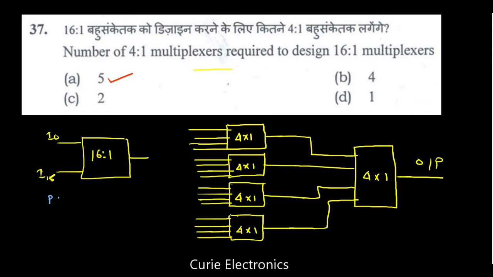Now P cross 1, I will write P cross 1, that is the required. What is the required? 16 cross 1, or you can put it with a cross, okay. Now what I have is Q cross 1. Q cross 1 is what I have. Then what is the value? I have 4 cross 1, or 4 by 1 multiplexer.